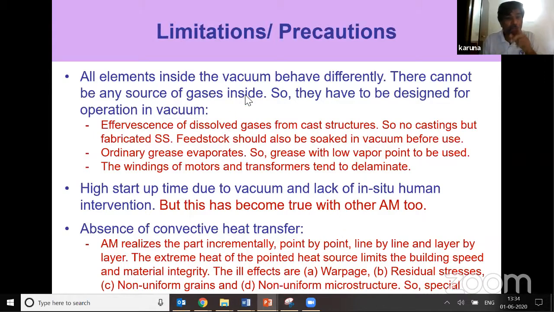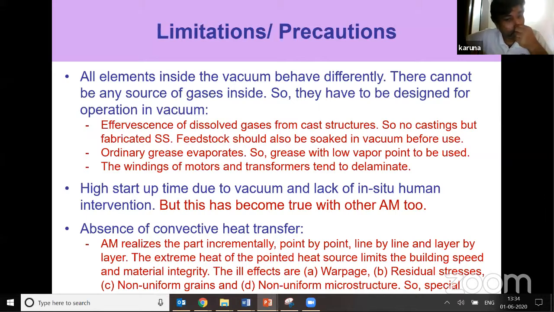So we have seen two problems. One is because of vacuum. The other is the starting and stopping time. The third important thing is the absence of convective heat transfer. We all know that three types of heat transfer take place: conduction, convection, radiation. Radiational heat transfer is not much because the temperatures are not very high. So in all these processes, we can ignore the radiational method of heat transfer. So convective and conductive are the most important.